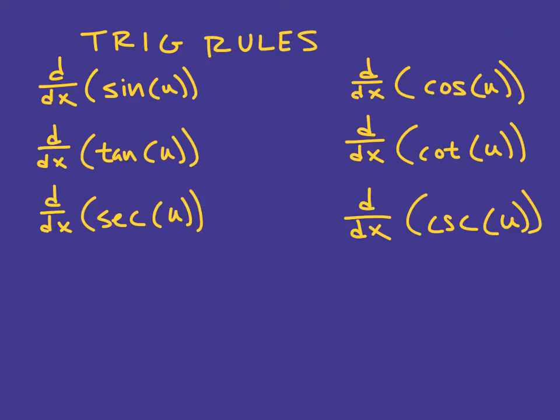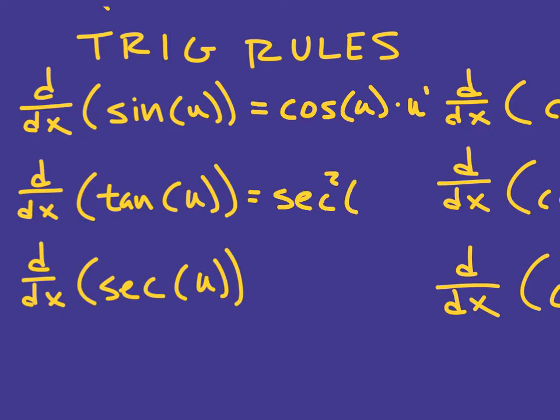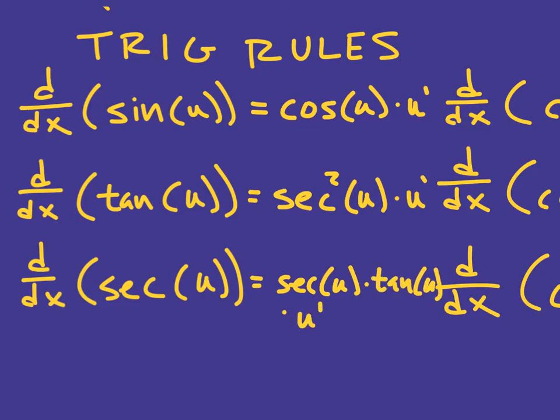Now, doing my derivative of trig rules using the chain rule means that I'm going to do the same thing, but I have to multiply by the derivative of my inside function. So the derivative with respect to x of sine of u is simply going to be cosine of u times u prime. The derivative of tangent is going to be secant squared u times u prime. The derivative of secant of u is going to be secant of u times tangent of u times u prime.